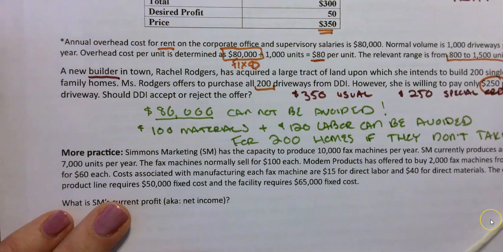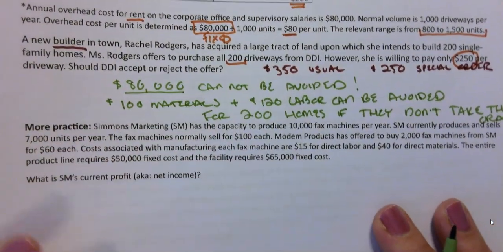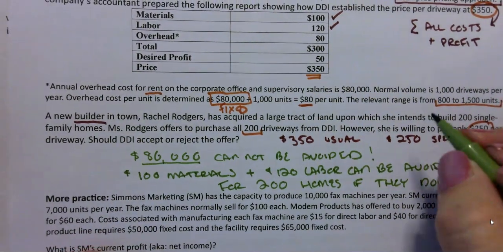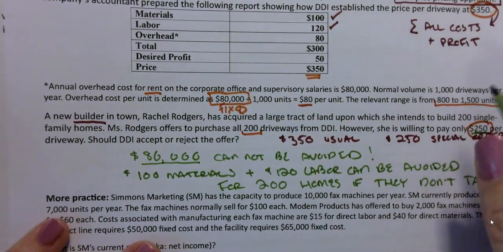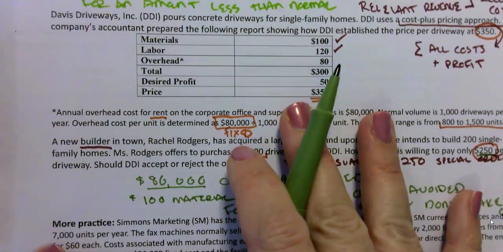Okay, so what does that mean to us? Should they accept or reject the offer? Let's come back up here. She's willing to pay $250. That is our relevant revenue. This could be called the differential revenue. This is different. We'll get $250 if we take on another driveway.